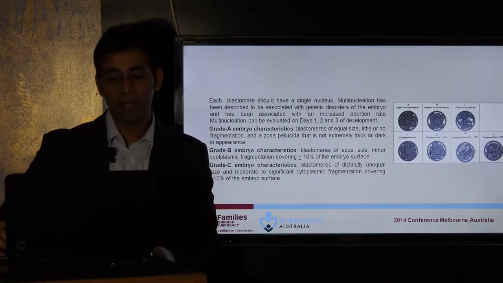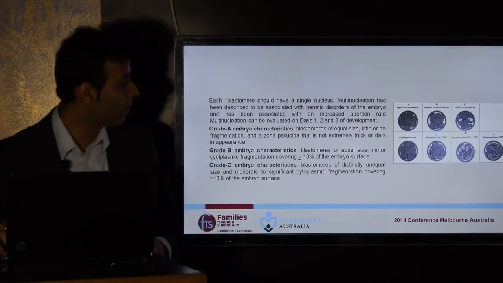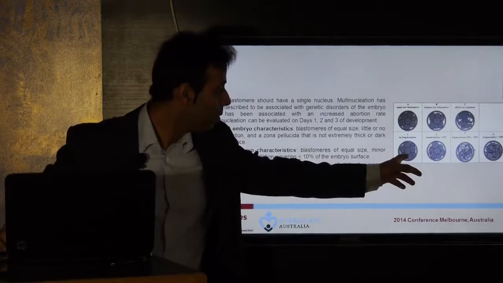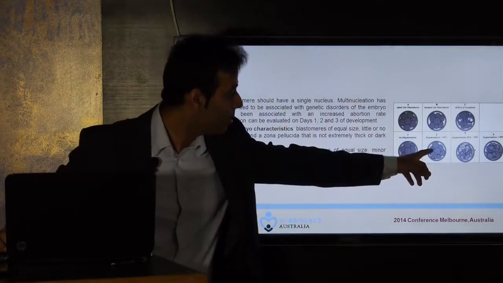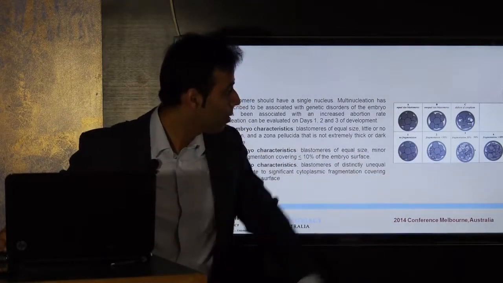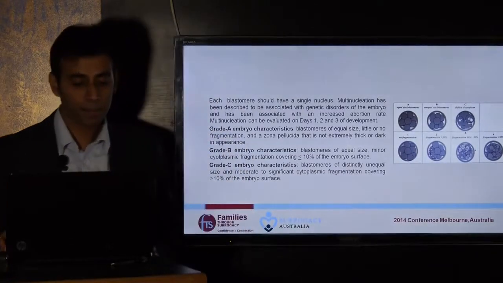Minor cytoplasmic fragmentation covering less than 10% of the embryo surface. Like this embryo here has no fragmentation, whereas here these tiny dots that you see, those are signs of fragmentation.